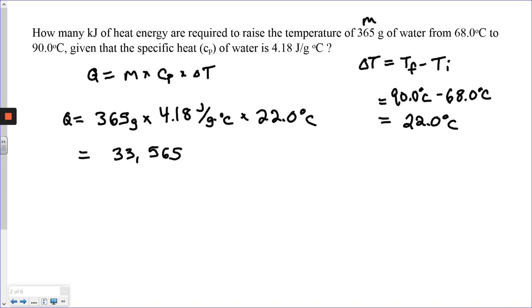Now, that's a pretty big number, but the question actually asks us how many kilojoules of heat energy. So we need to convert these joules to kilojoules. And the reason I know that these units are joules, if I look here, grams cancels grams, degrees Celsius cancels degrees Celsius, and the only unit I'm left with is joules. So to convert this from joules to kilojoules, I can remember that there are 1,000 joules in 1 kilojoule.